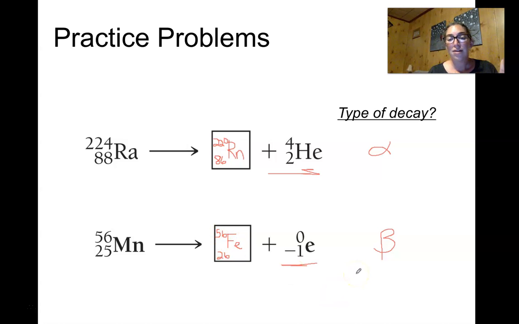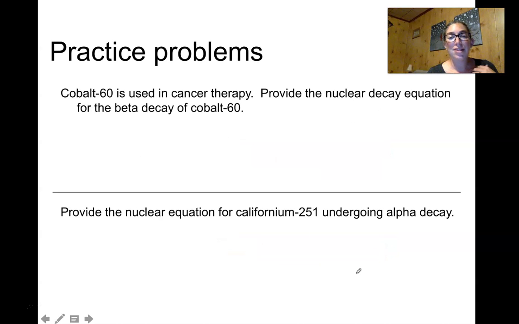Okay, so that's some practice for you with some alpha and beta decay problems. Notice I did not run you through any gamma decay problems. You don't need to know how to balance those because gamma is not a particle. I'm sort of skipping over it. All right, so some practice problems here. Good to pause and try them yourself.